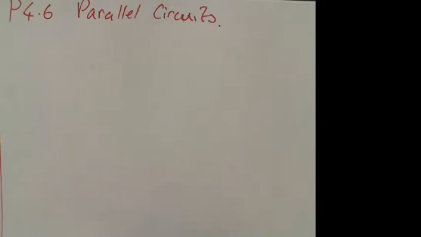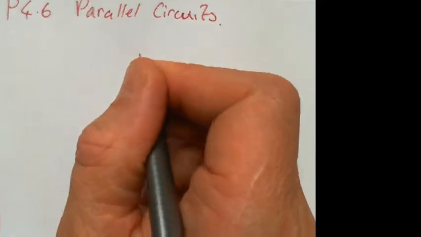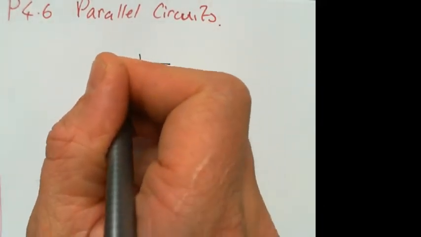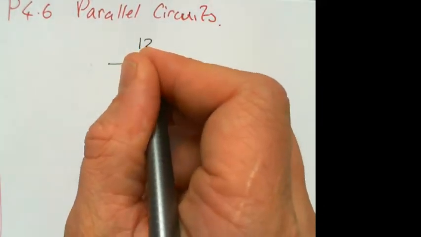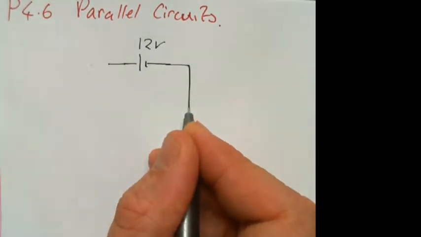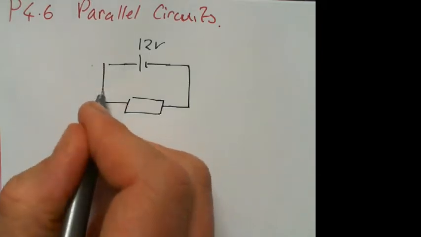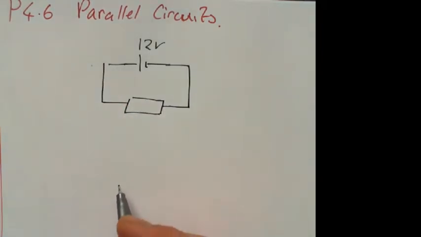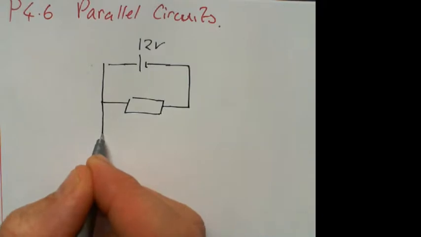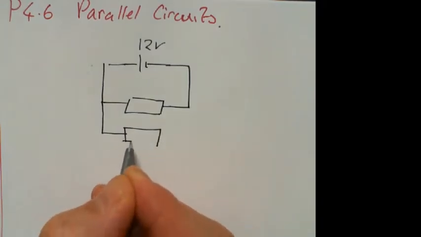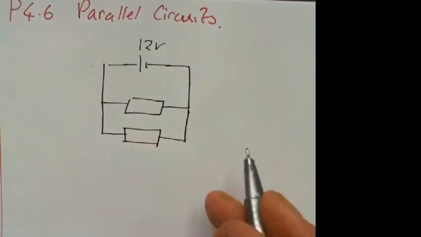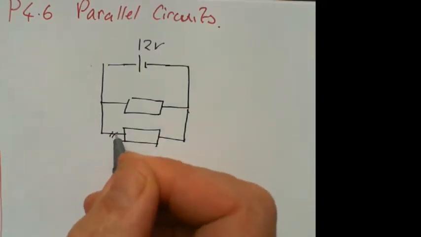Okay, P4.6, parallel circuits. So you've already seen one parallel circuit, and that was how we hook up the voltmeter to make a voltage reading. Let's do some more. So we've got our power supply, let's say that is 12 volts, and we've got a resistor. So that's your normal series circuit that we were talking about last time. But let's say, however, that we've also got this one. Now it is in parallel, because these lines here are parallel.